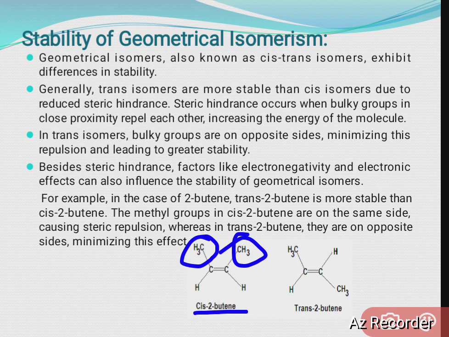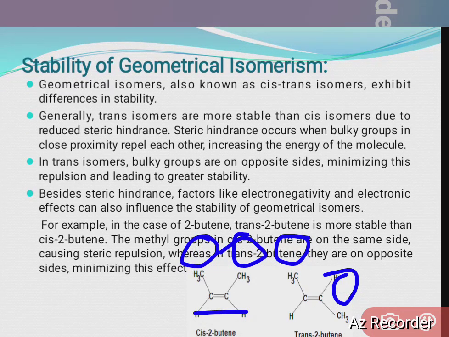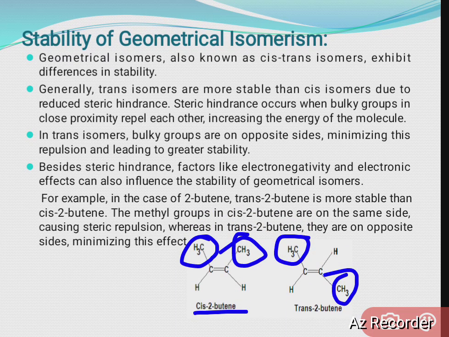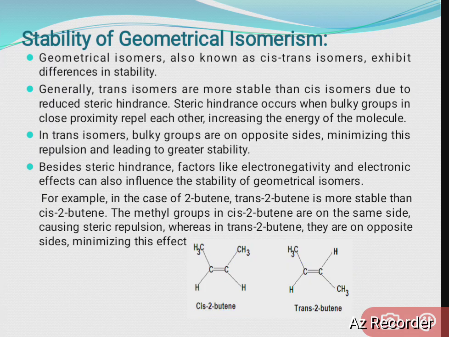But in the case of trans-2-butene, the two bulkier groups are present in opposite directions, hence there is less steric hindrance and this stabilizes the molecule. Hence, trans-2-butene is more stable than cis-2-butene. Okay.